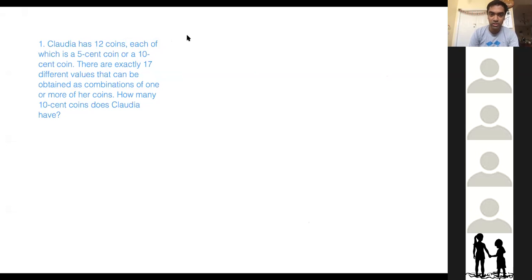Okay, good. 5 is correct. Preeti, can you explain? Yeah, so what I did was I made a system of equations where I did 5x plus 10y equals 85. And then I wrote x plus y equals 12. And then I just solved for y because it asked how many 10 cents. And then I got y equals 5.